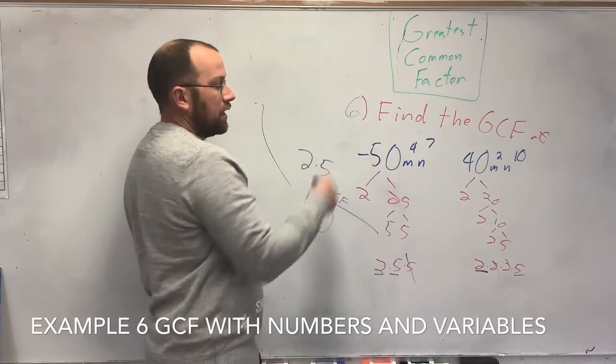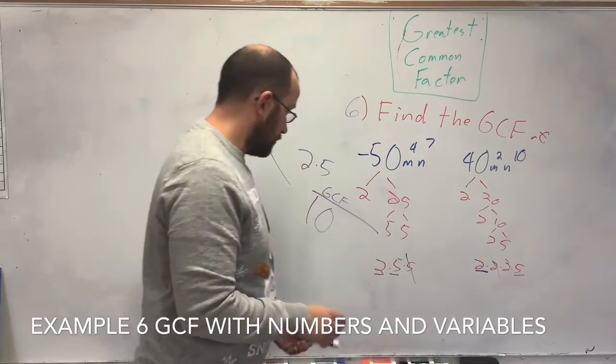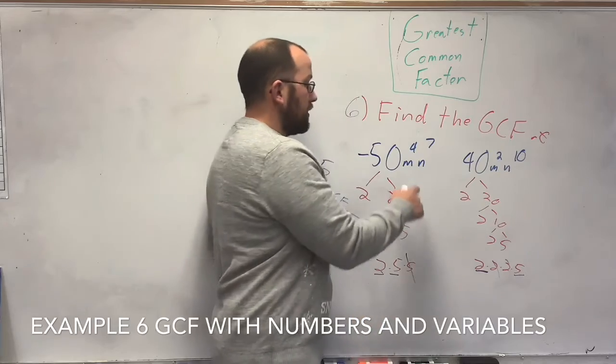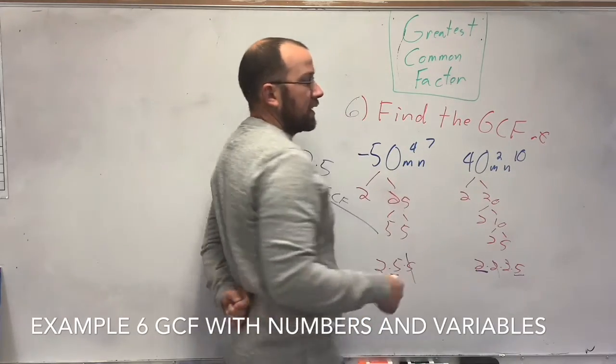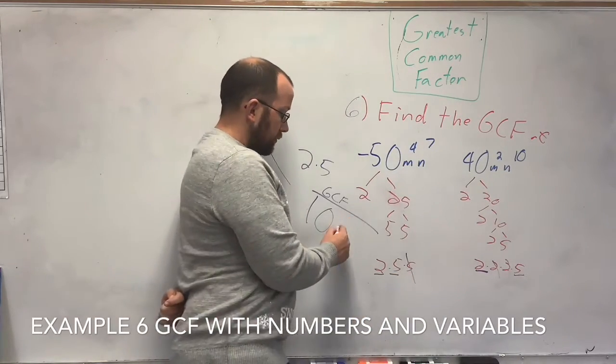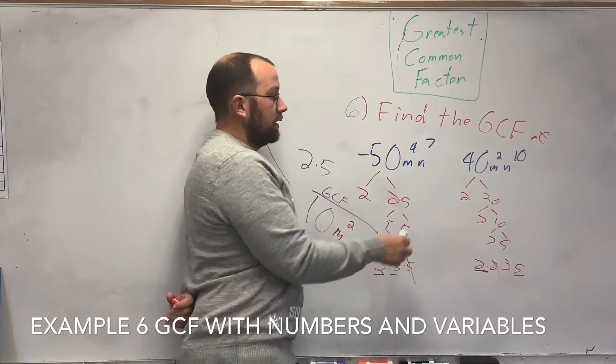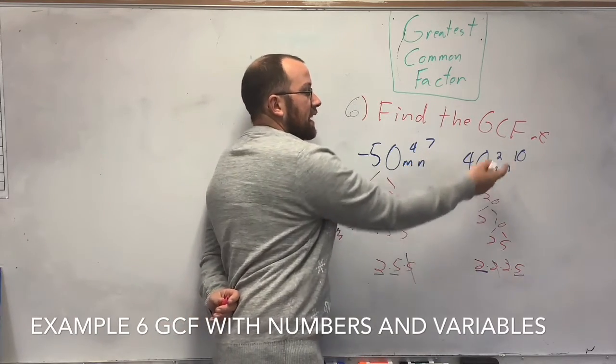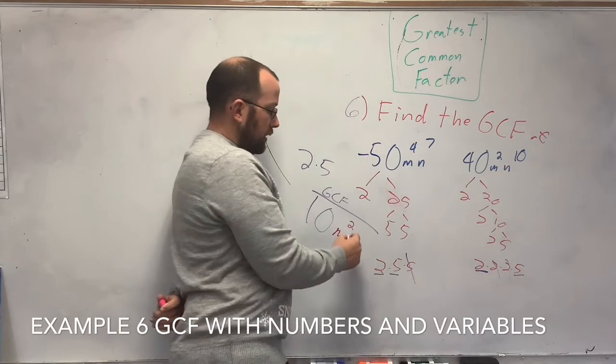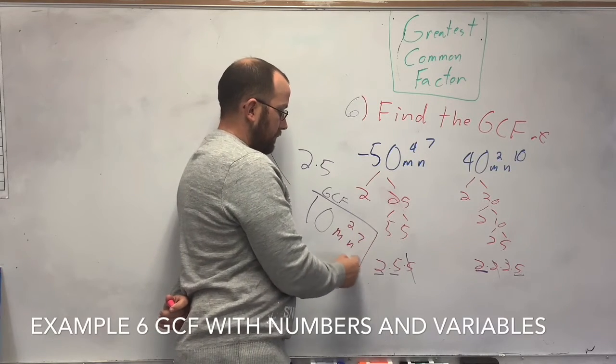But that's not the end of it. I have to do my variables also. So I have an m to the 4th and an m to the 2nd. What is my smaller exponent? M to the 2nd. Now I have n to the 7th and n to the 10th. What's my smaller exponent? N to the 7th.